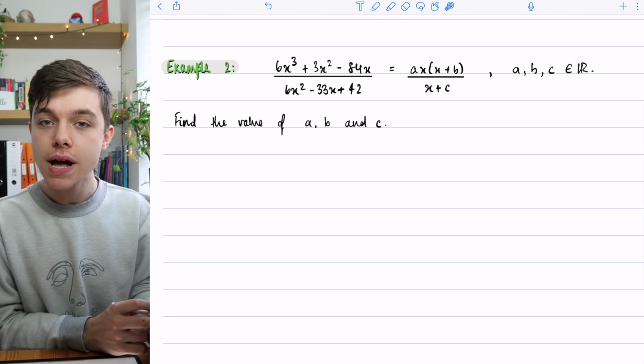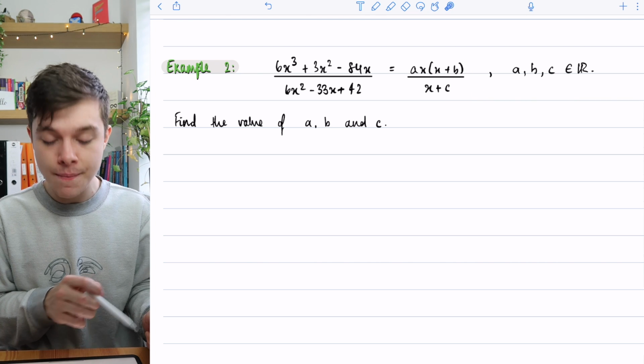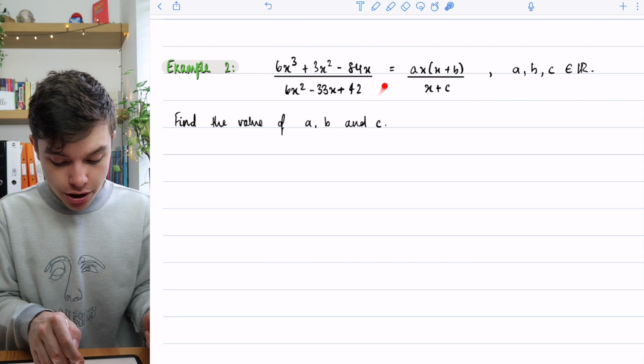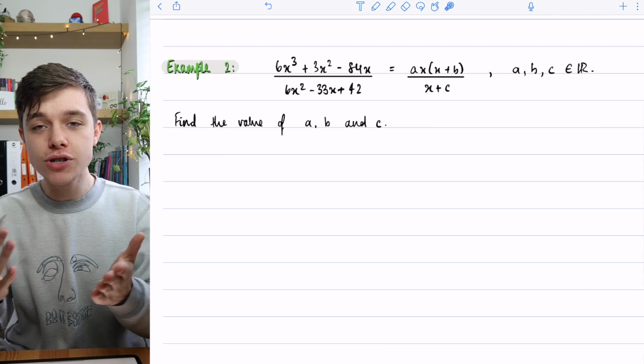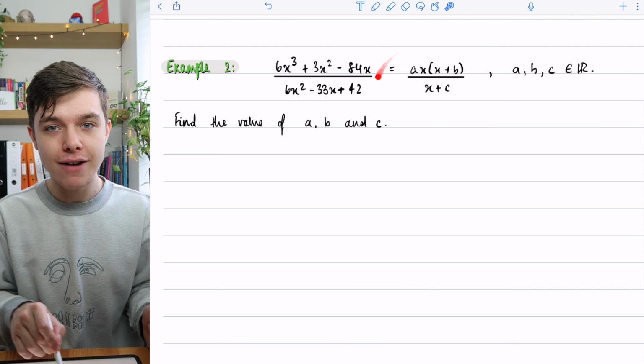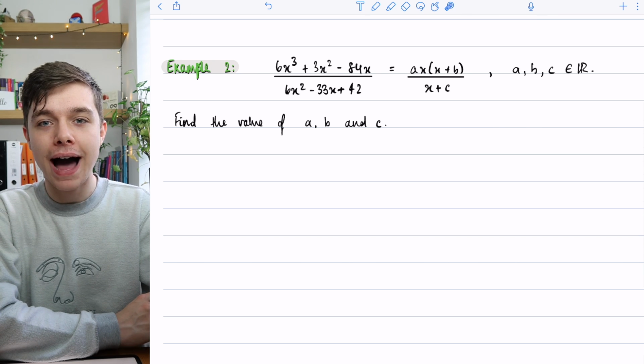So, pause and have a go, see what you can do. Just ignore for the minute that you're being told that it's equal to this. Just think about what you can do with this. One big hint is to factorise. Once you do that, see whether you can compare it to this form here. So pause and have a go, use that help and then press play and we'll work through the answer.